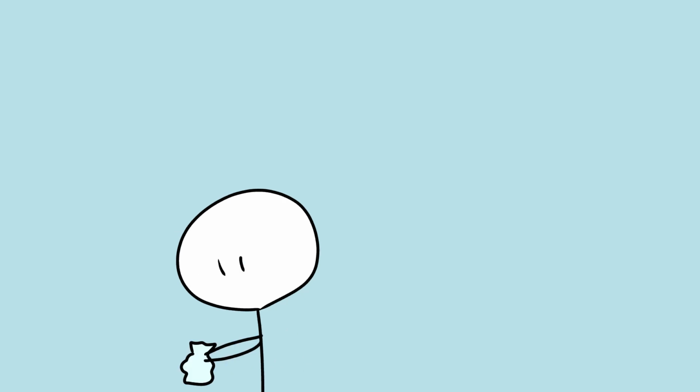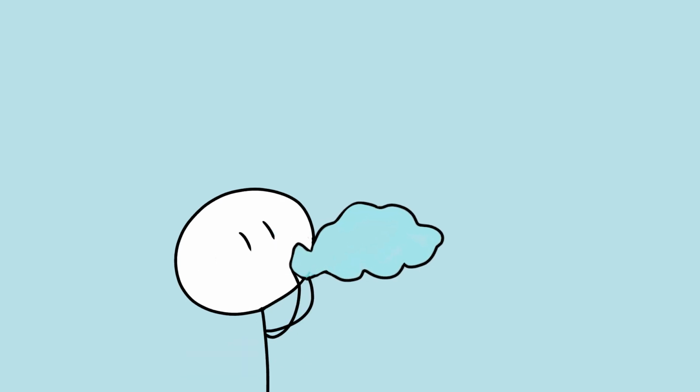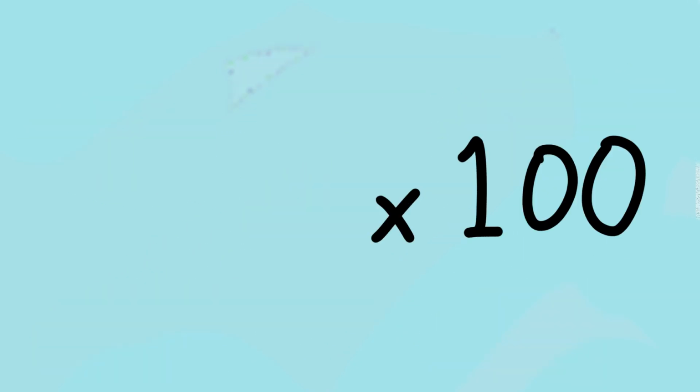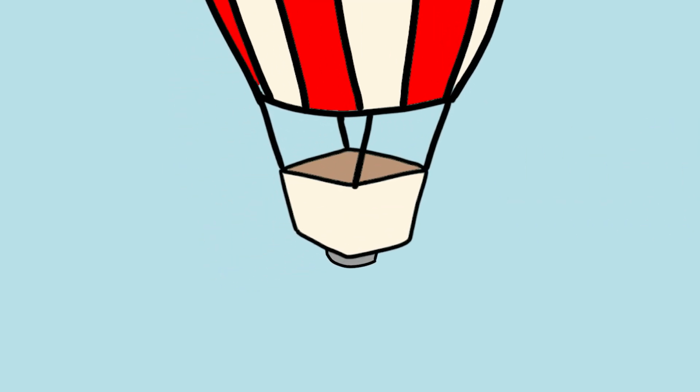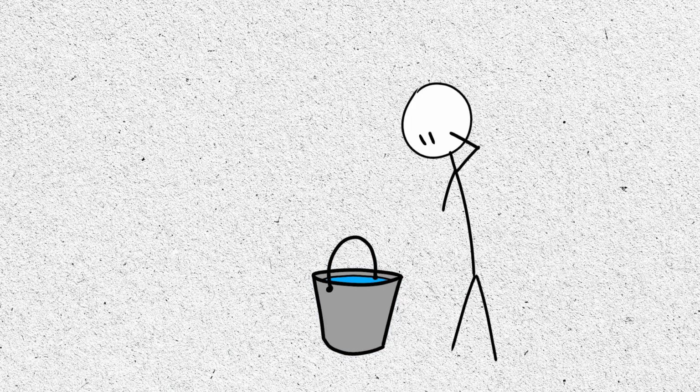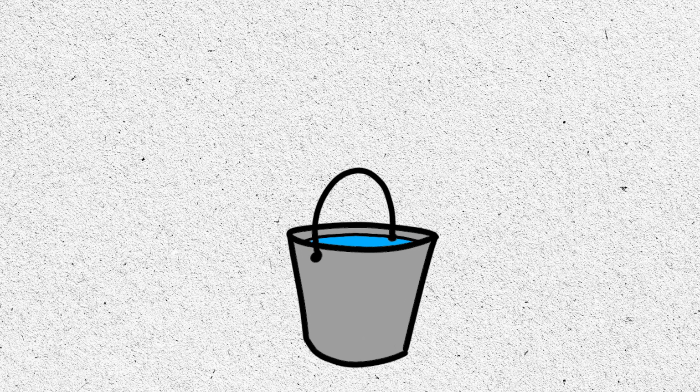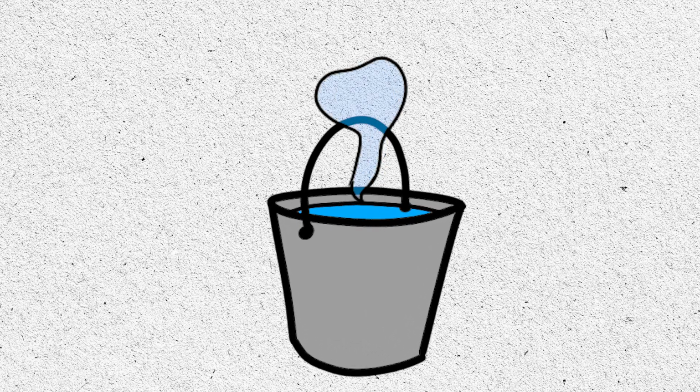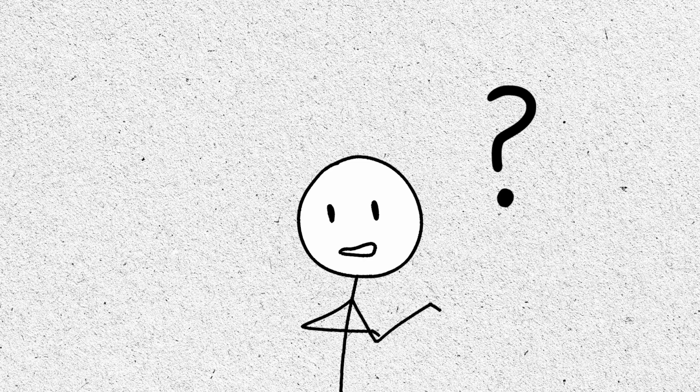If you ever wanted to create a cloud from scratch, here's what you'd need. A fleet of jumbo jets, or hundreds of hot air balloons, to haul tons of water up into the sky. Then, you'd have to figure out how to turn all that water into a fine mist of droplets small enough to float. Sounds complicated? That's because it is.